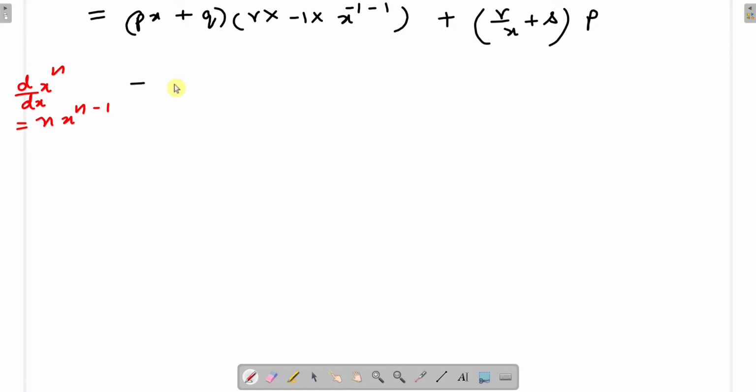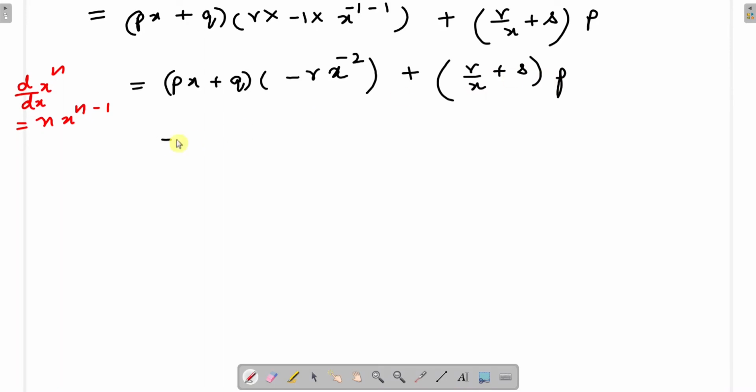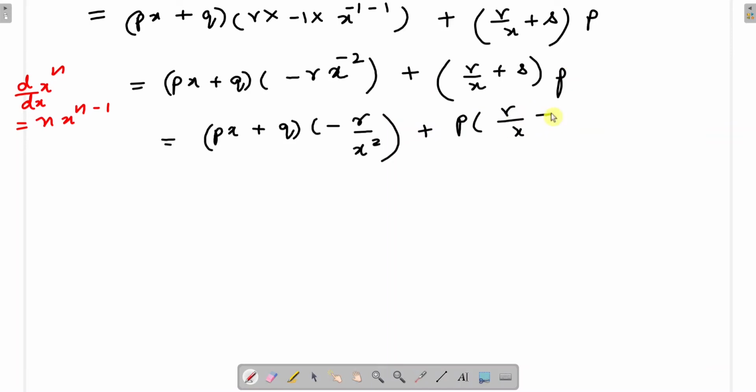Okay, this will be equal to px plus q, then minus r x raised to minus 2. Okay, then plus r by x plus s multiplied by p. This will be nothing but px plus q, then minus r divided by x square. Okay, so we are writing x raised to minus 2 as 1 by x square, so we will get minus r by x square. Okay, plus this p multiplied by r by x plus s.